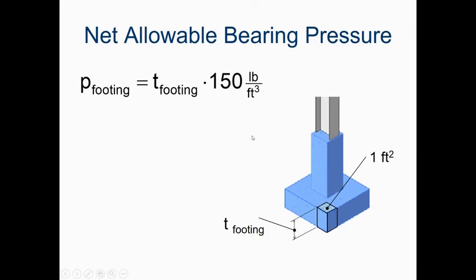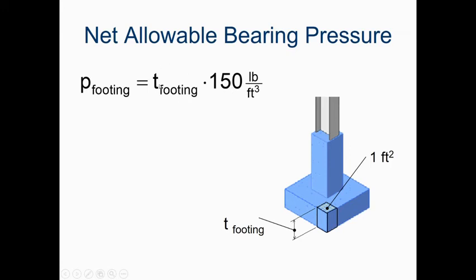However, there's also something else that we have to concern ourselves with, and that is the weight of the actual footing. Because this chunk of concrete definitely weighs something, we need to include that into our load calculation as it's coming down the column. So we have this P of the footing, the load of the footing, is the thickness of the footing times 150 pounds per cubic foot. 150 pounds per cubic foot, that's the density of concrete.